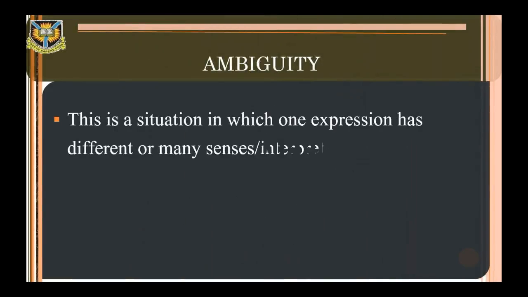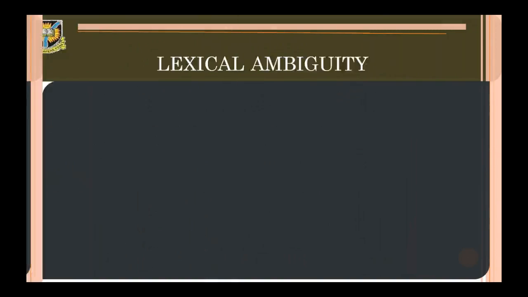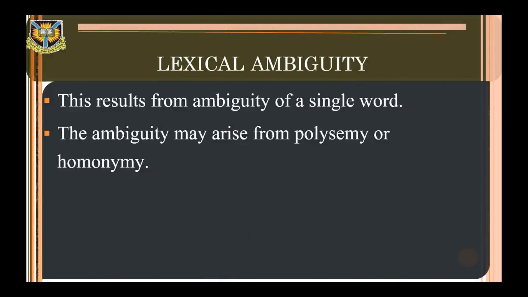Ambiguity. This is a situation in which one expression has different or many senses or interpretations. There are three major types. Lexical ambiguity. This results from ambiguity of a single word. The ambiguity may arise from polysemy or homonymy.